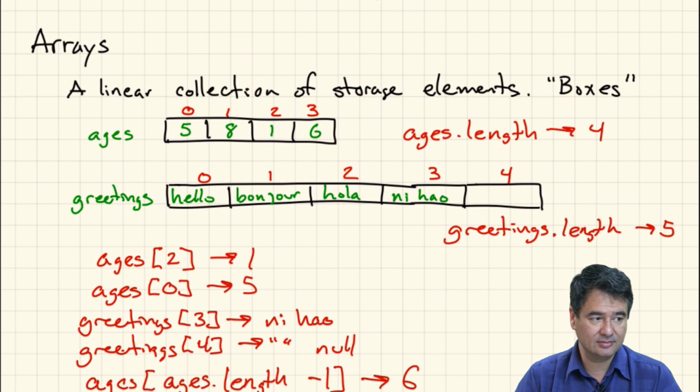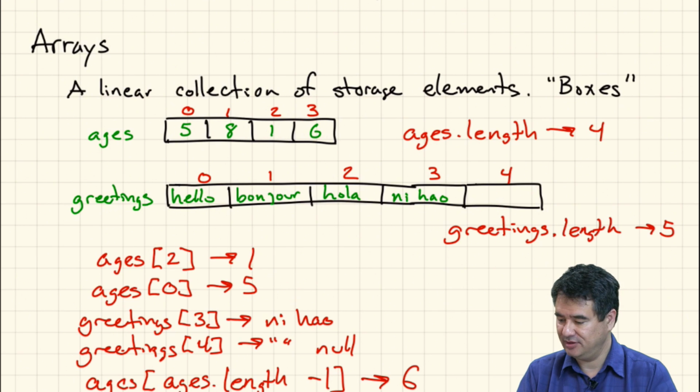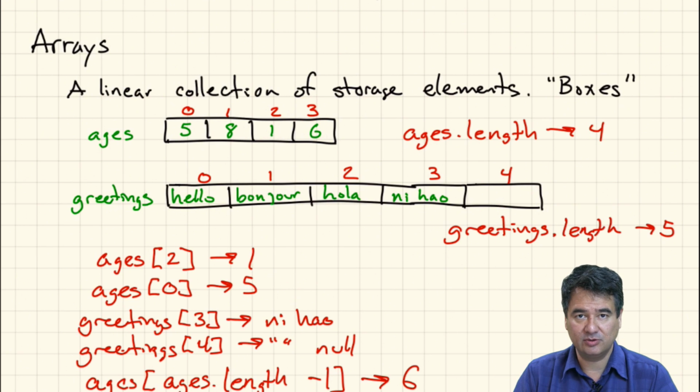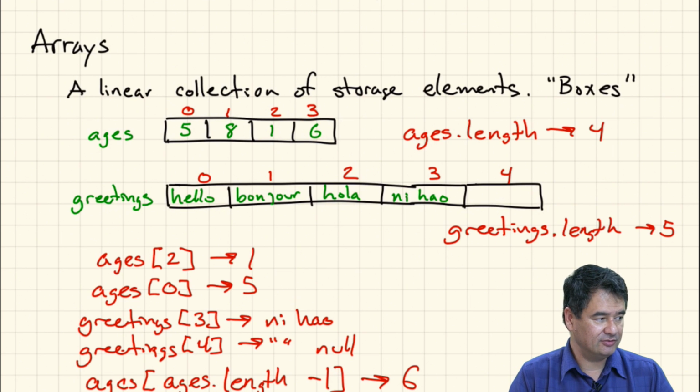Okay, so that's how to access elements of an array. We'll do some coding examples where we show not only how to access elements of array, but also how to assign to them, and also how to create brand new arrays. Okay, so let's switch over to the coding examples.